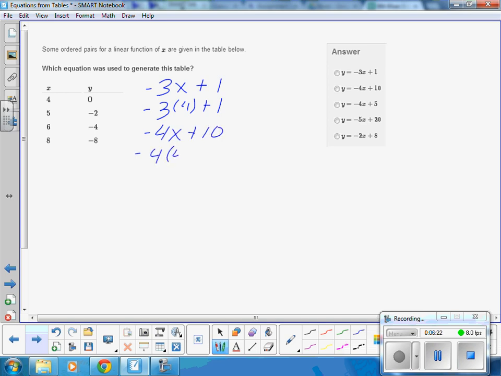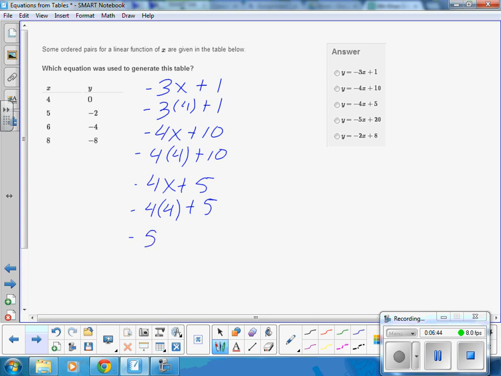Negative 4 times 4 plus 10. It's a negative 16. That one does not work. I go to my next one. Negative 4x plus 5. Putting in the 4. Negative 4 times 4 plus 5. It's a negative 20 or negative 16. That one does not work. Let's try the next one.